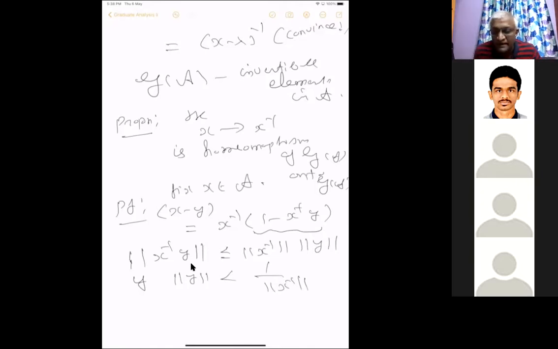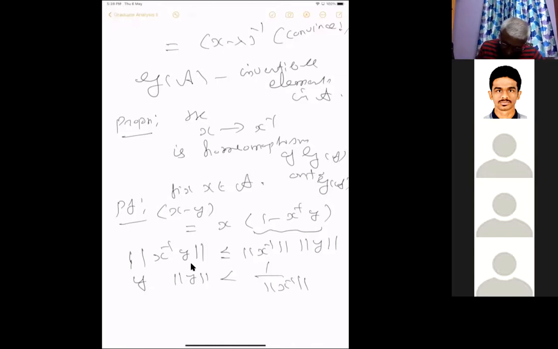We want to prove the continuity of this map. In the first line, x minus y is x times (1 minus x inverse y). Yes, sorry, correct. So anyway, I want to get this. Yeah, that's right. Thanks.